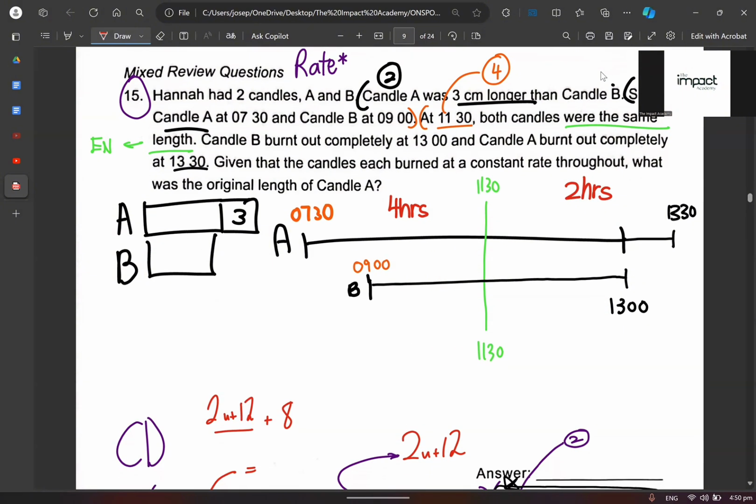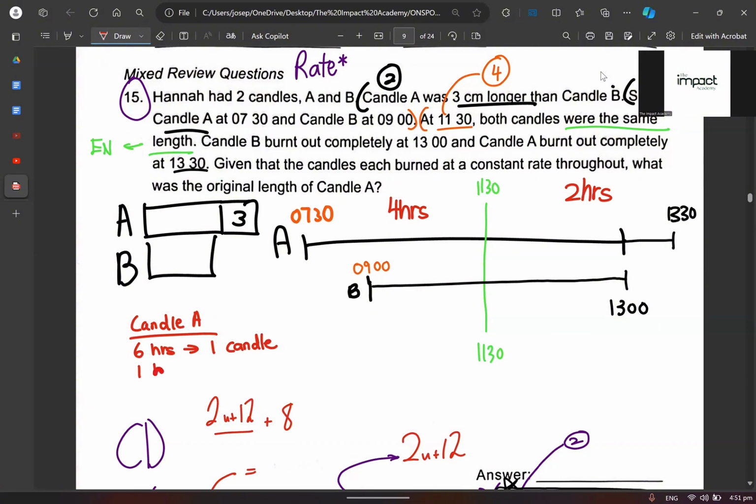So what we're going to find out now is the rate. What do I mean by the rate? We always have to find out the hour. In 1 hour's time, how much can A burn? Am I making sense? And we realize that in 1 hour's time, okay, because you see A needed how many hours in total? For candle A, it needed how many hours in total? 6 hours in total, correct? To burn one candle. Agree or disagree?